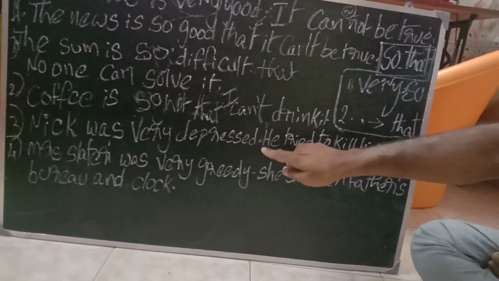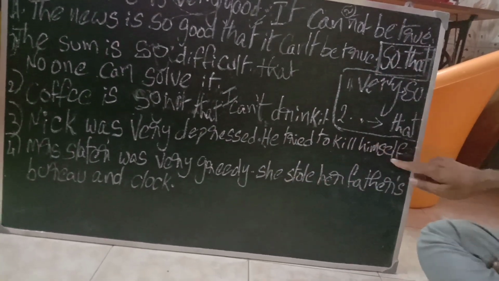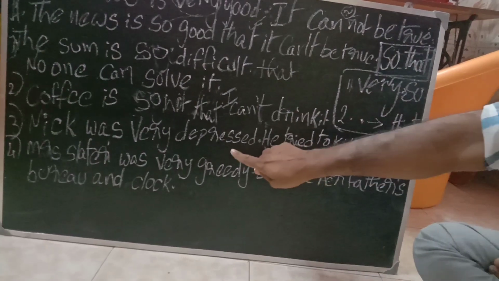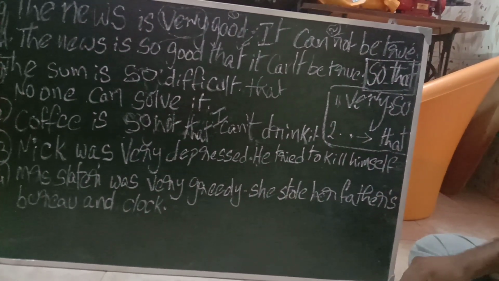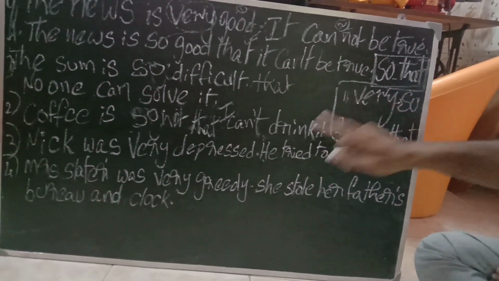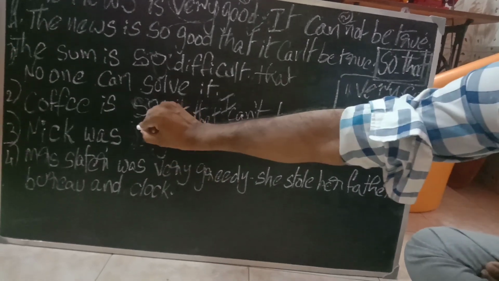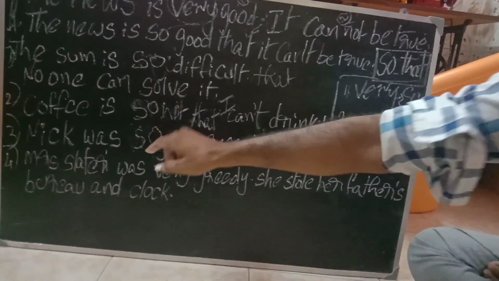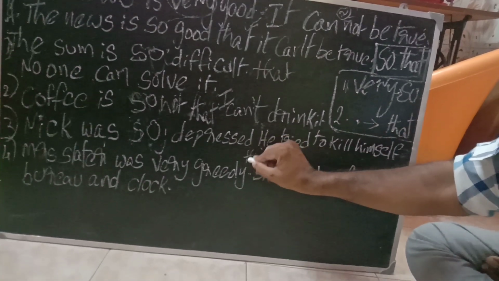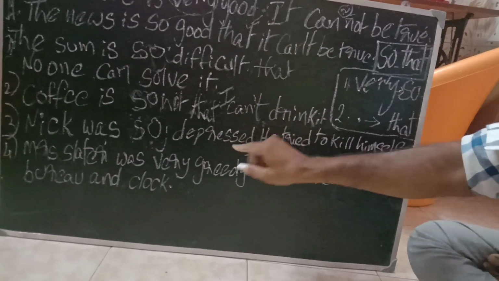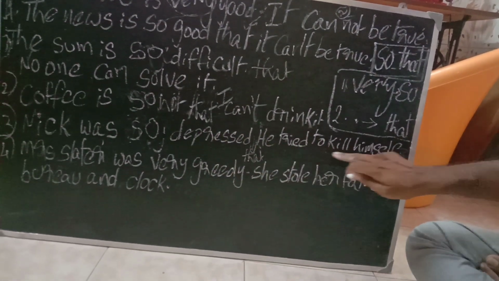Now the third example. Nick was very depressed. Full stop. That is the first sentence. The second sentence: he tried to kill himself. We have to apply the rules. First, "very". Nick was very depressed, so remove "very" and write "so". Nick was so depressed, and in place of the full stop we have to write "that". Nick was so depressed that he tried to kill himself.